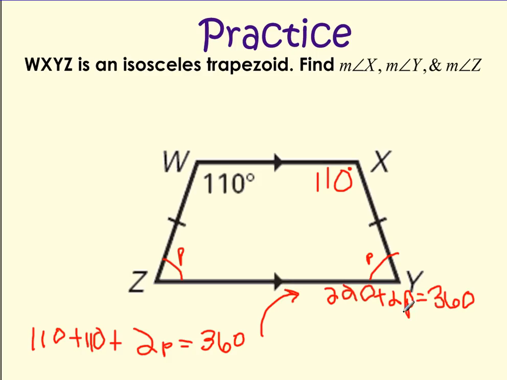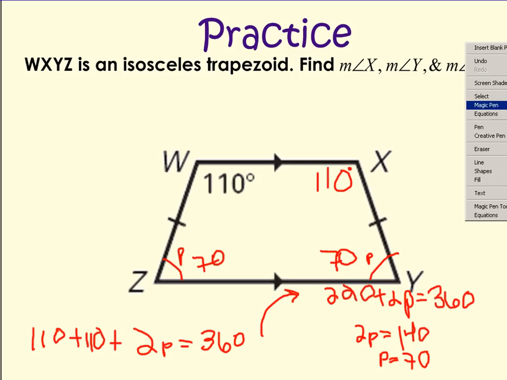And if we subtract 220 from both sides, we get 2p will be equal to 140 degrees, which means that p is equal to 70. So we can say that the remaining two base angles have to each be 70 degrees. So the measurement of X is 110, the measurement of Y and Z are both 70 degrees each.